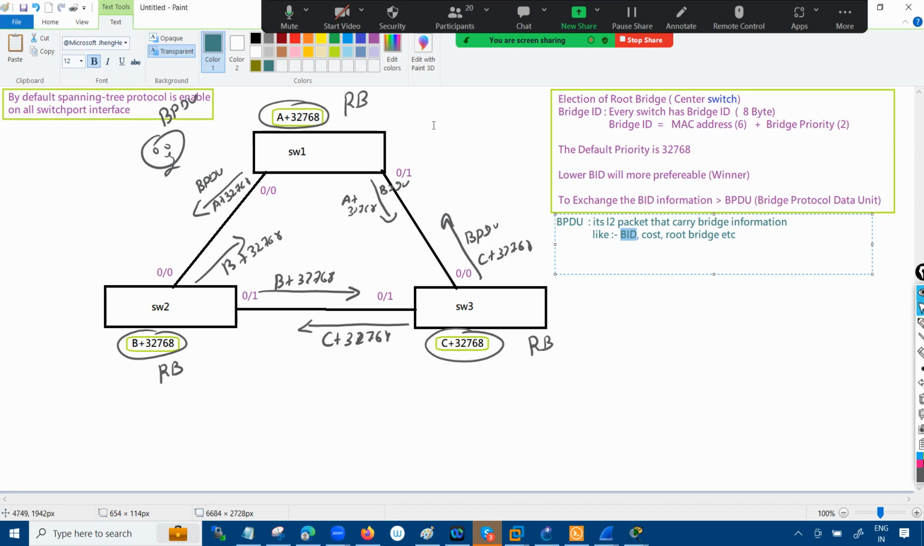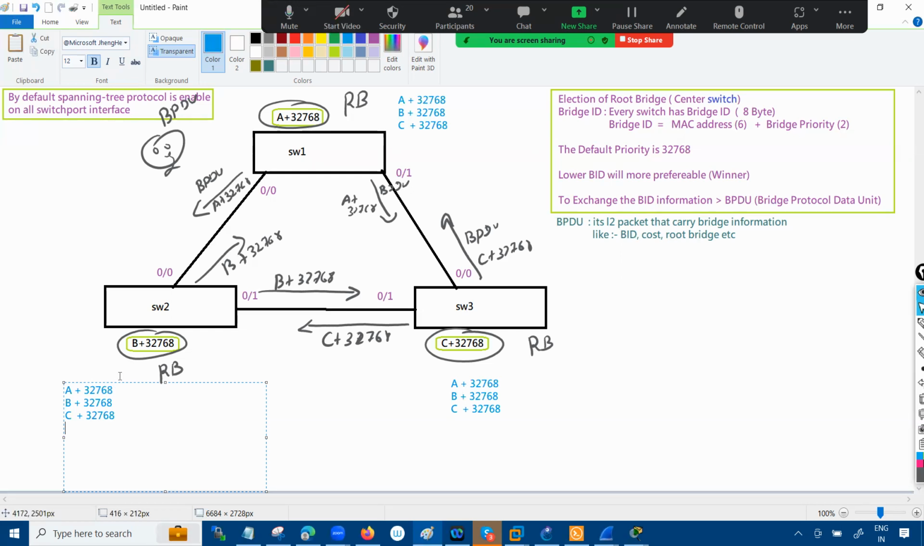So eventually, switch 1 will have all the bridge ID information. He will have his own one, he will have this one, and he will have this one. Switch 3 also will have all of them, and switch 2 also will have all of them. Switch 1 is going to share its own information with switch 2, and he will maintain it. Switch 3 is going to share its information with switch 2, and he will maintain it. And he will have his own local one as well.